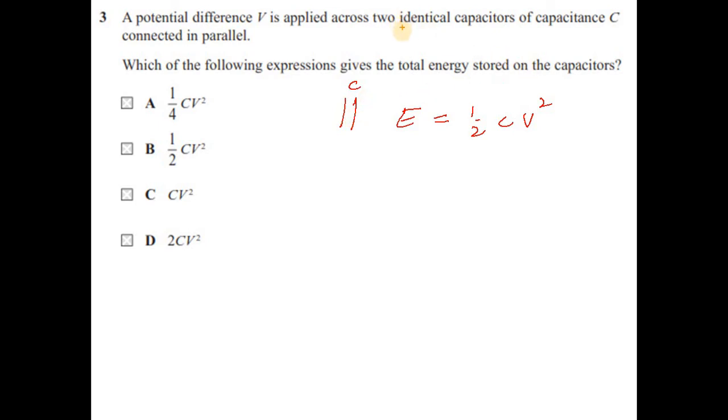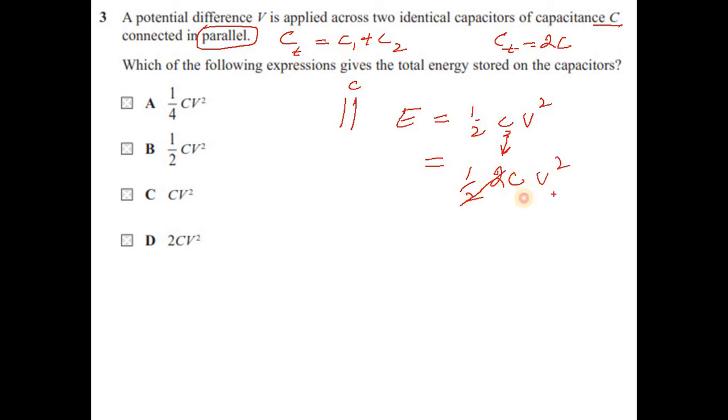But if you connect two capacitors in parallel, then the total or net capacitance is the sum of the individual ones. The capacitance is increased. In this case, we are using two identical capacitors of capacitance C in parallel, so the total capacitance would be twice the previous one. If you replace it, the total capacitance is 2C, so the energy will be half of 2C into V squared, and the 2 gets cancelled, so CV squared. That means the option is C.